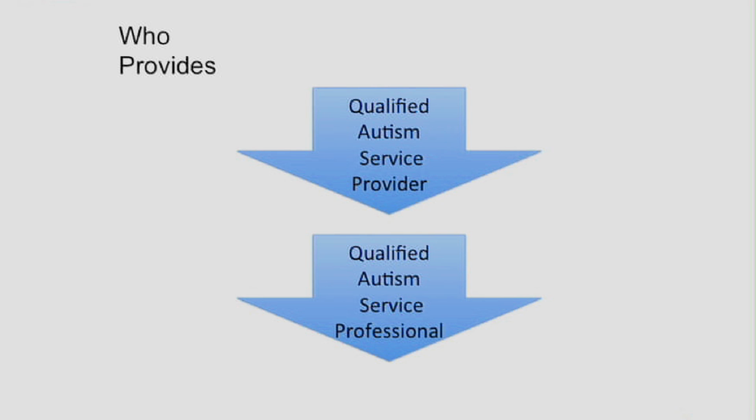So you'll notice one distinct difference here. There are 2 layers instead of 3. The qualified autism service provider, typically the one who accepts the referral, develops the treatment plan, evaluates, analyzes the functional analysis data in collaboration with the qualified autism service professional.